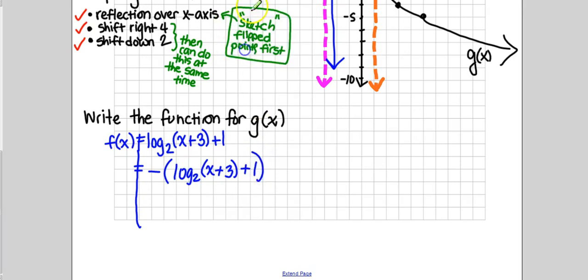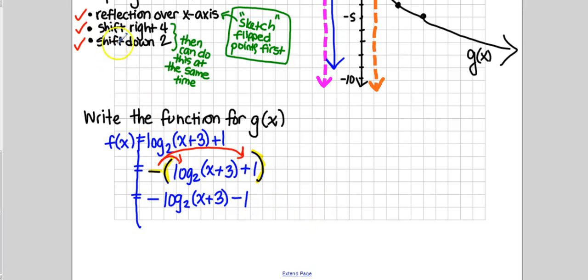Parentheses are huge. So I'm actually going to highlight this right here, and I recommend you do the same. Because before we go any farther, we're going to take care of this first. Notice how we have these parentheses. So let's send in our negative to apply that reflection. It's applied here and to that positive 1 term. This becomes negative log base 2 of x plus 3 minus 1.